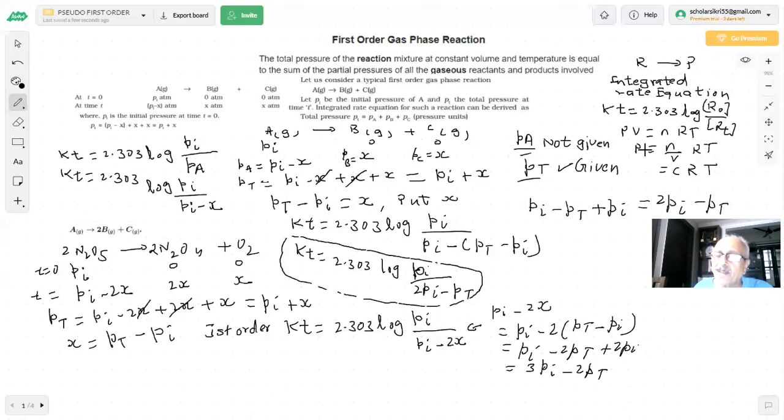Very simple, I have to make you understand the things. This is the most important thing, that we know what we are doing. Kt is equal to 2.303 log of Pi, my initial pressure, students, divided by 3Pi minus 2Pt. So you see, the formula takes this form finally. What I tried to tell you on the very first day: if you are such an intelligent child, will you cram the things? The answer is no.